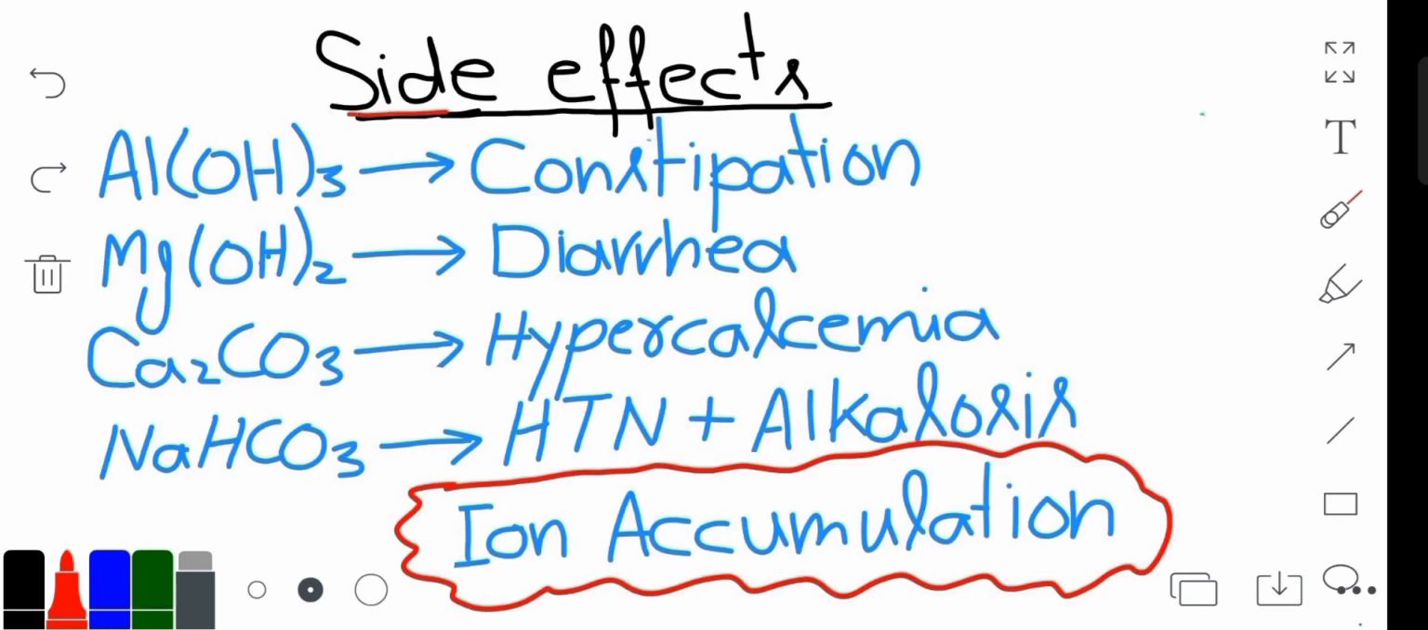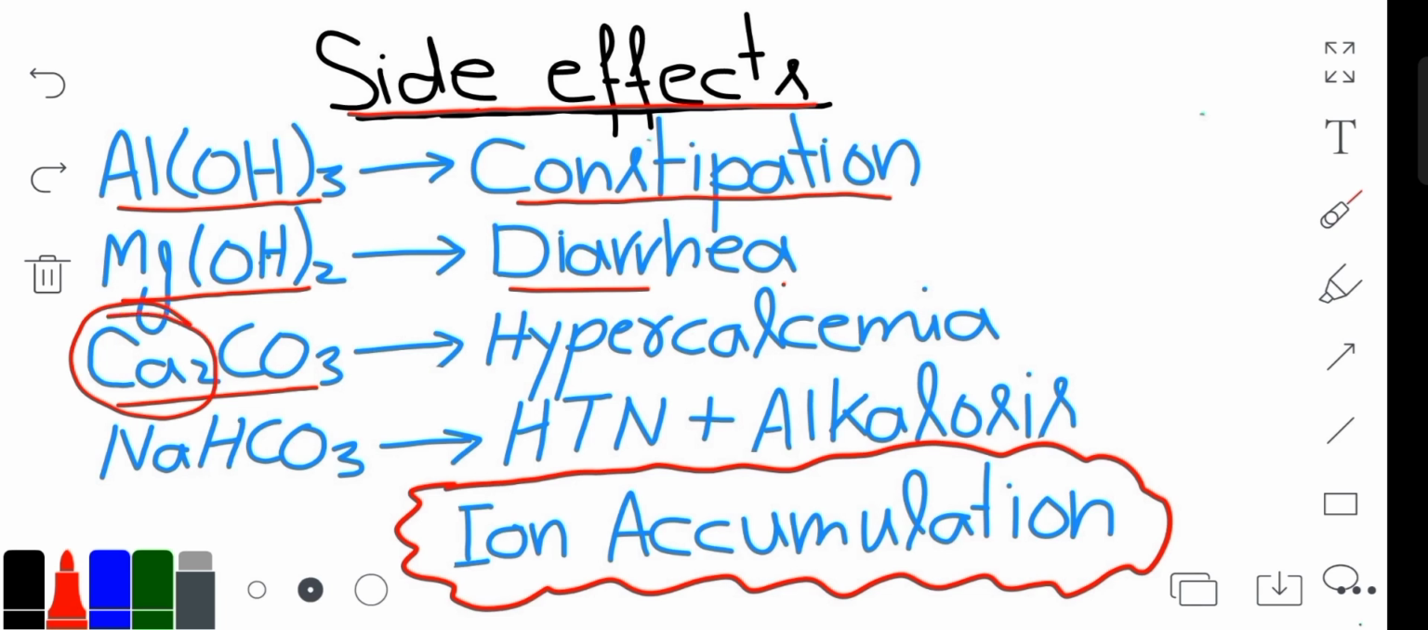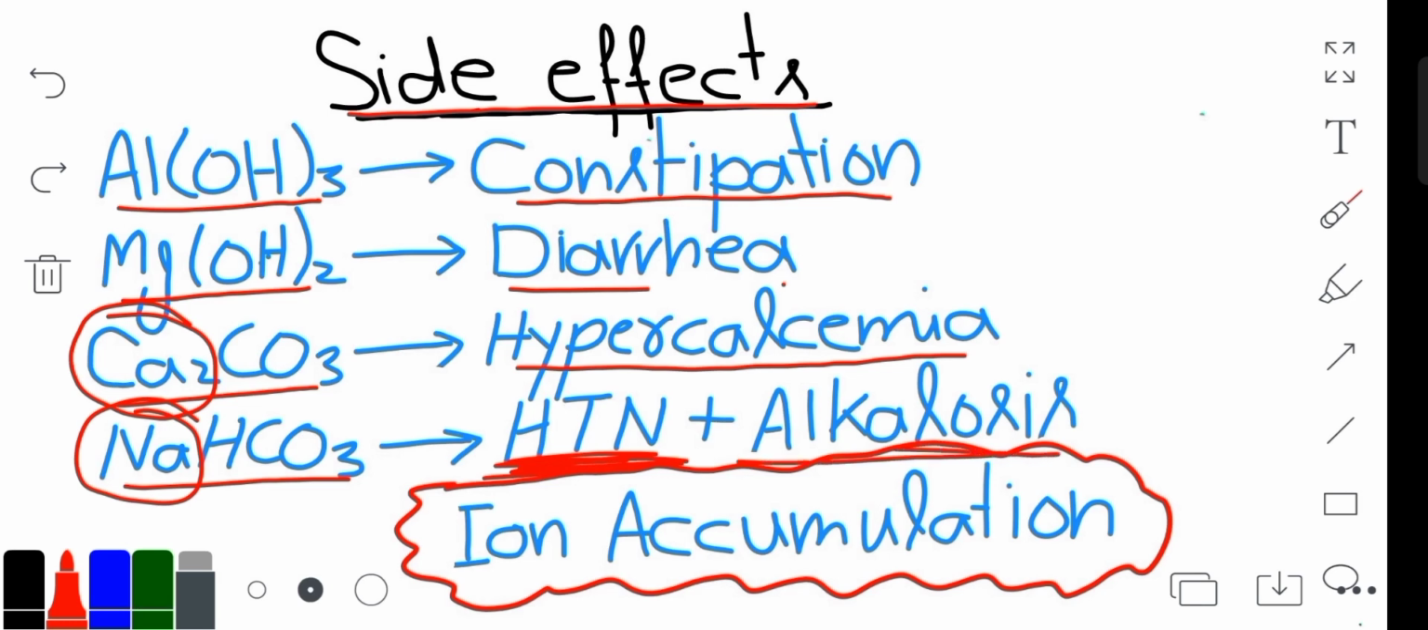If we talk about side effects, aluminium hydroxide can cause constipation, magnesium hydroxide can cause diarrhea, and calcium carbonate contains a high level of calcium and may lead to hypercalcemia. Sodium bicarbonate contains sodium, can exacerbate hypertension, and may lead to systemic alkalosis. In renal failure, aluminium, magnesium, calcium, and sodium ions may accumulate and worsen the symptoms of renal failure.